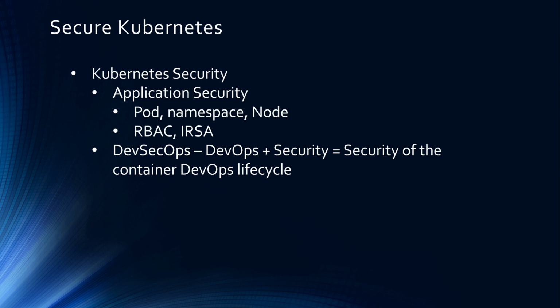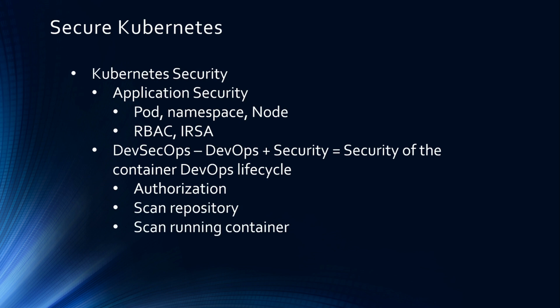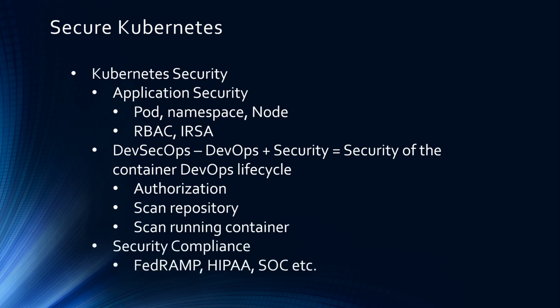But the other big kind of Kubernetes security is the security of the DevOps pipeline. You can do that by implementing proper authorization. You scan the repository, you scan running containers. Also, you can mention that if your application has additional security compliance, such as FedRAMP, HIPAA, SOC, etc., choose proper AWS accounts to fulfill this. For example, if the application requires to be FedRAMP High compliant, then it needs to run in GovCloud.